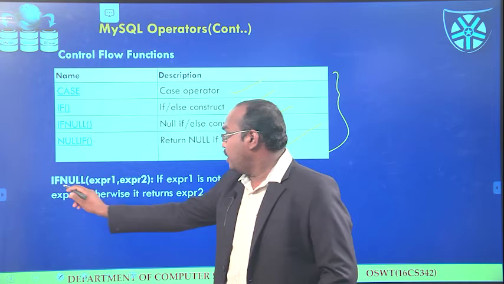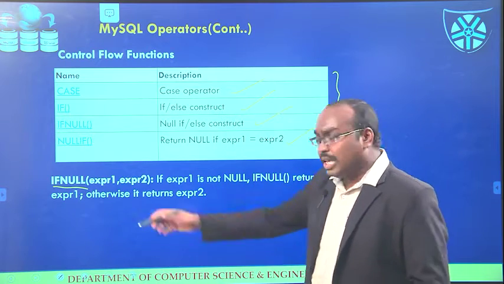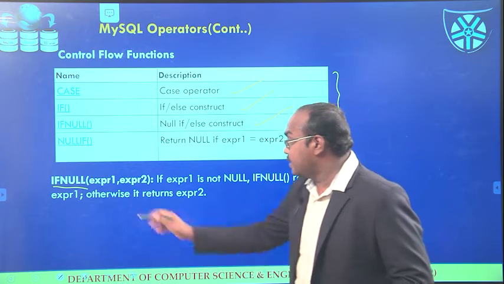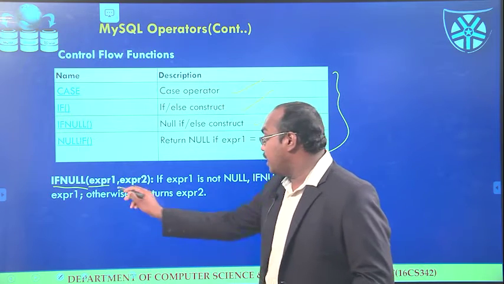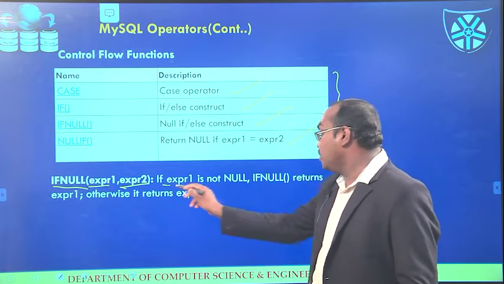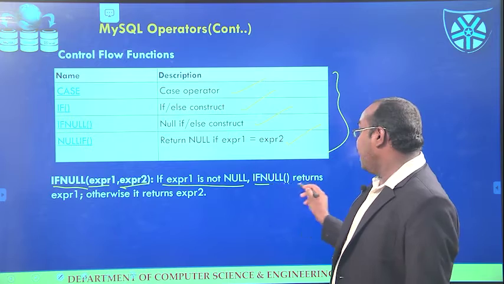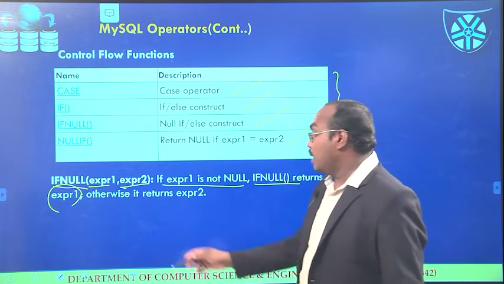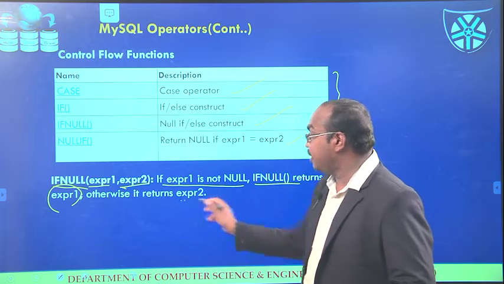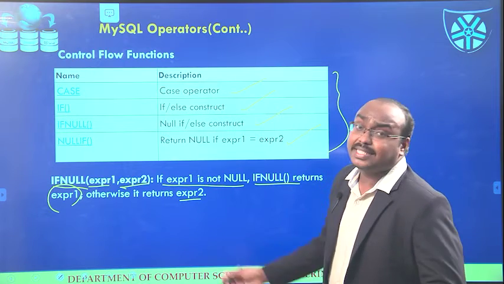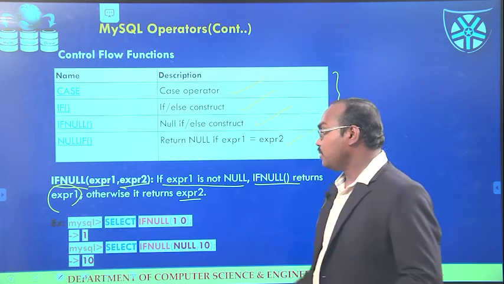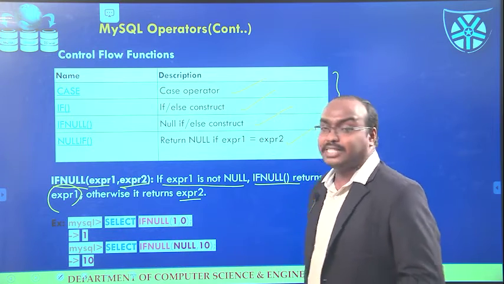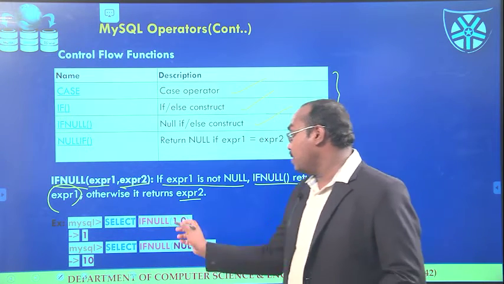For example, the ifnull function. The ifnull function has 2 parameters, expression 1 and expression 2. If expression 1 is not null, ifnull returns the expression 1 value. Otherwise it will return expression 2. Let us take an example. Here, select ifnull(1, 0), then it will return the first value.